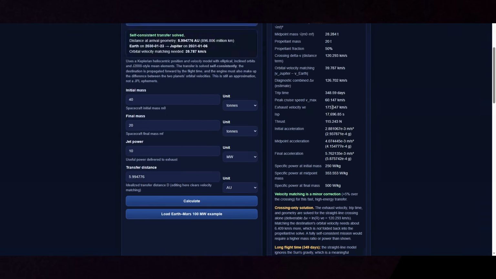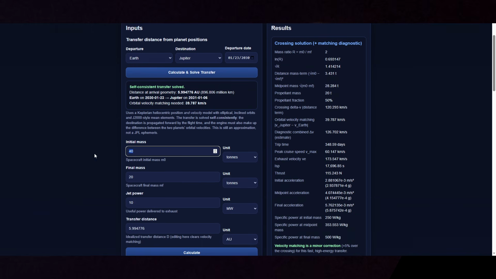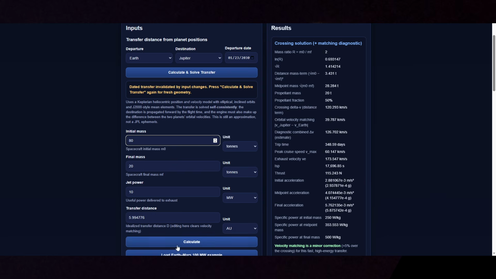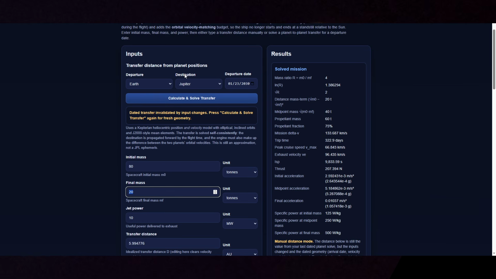Okay, so the result is that we now know that for any ship, we should be going with a mass ratio of 4. So that means that the initial mass is 4 times the final mass, the dry mass. So then we hit optimal trip time. And it doesn't matter which one it is.